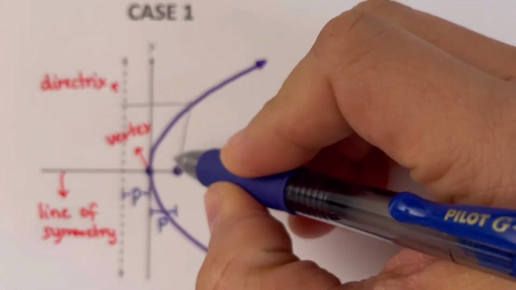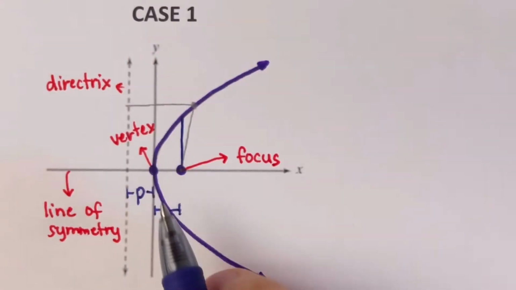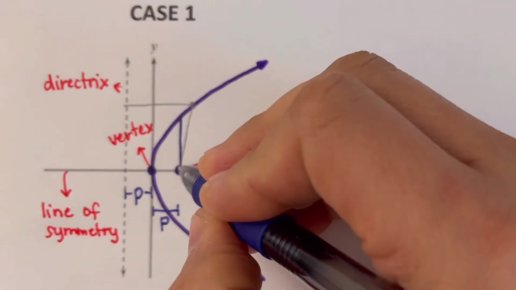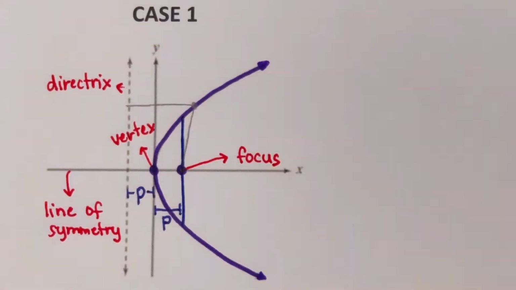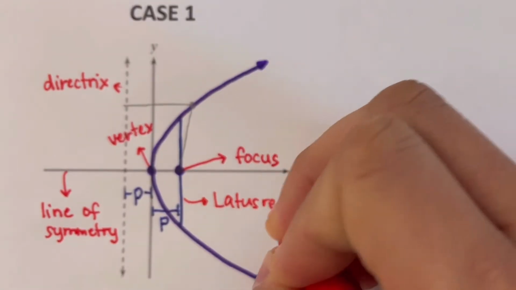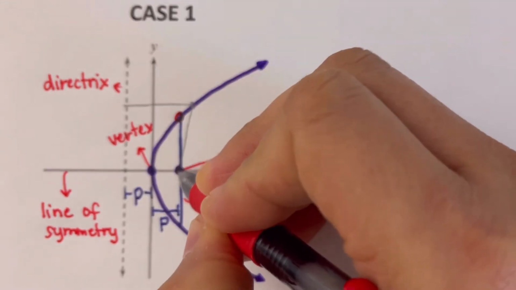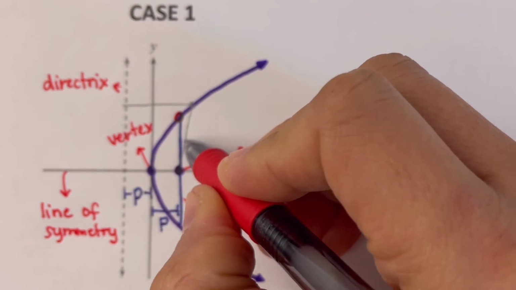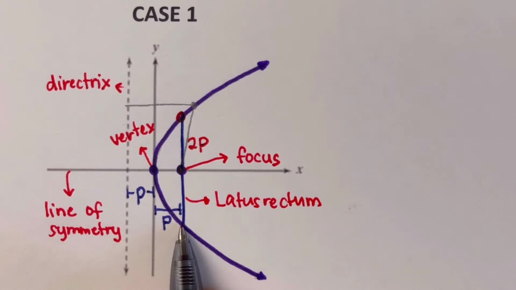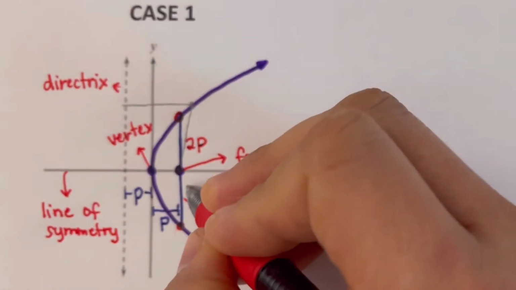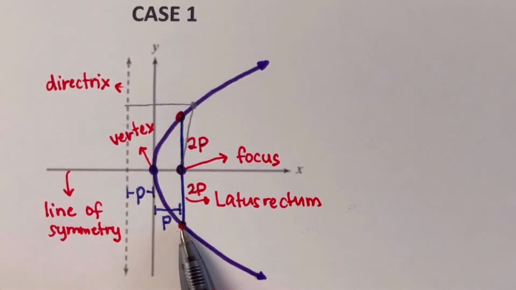Now we also remember that if we draw a line perpendicular to the line of symmetry passing through the focus, this is what we call the latus rectum. So I'm just going to go ahead and label that up here. The distance from one of the endpoints of the latus rectum to the focus is 2p. And the distance from the other end of the latus rectum to the focus is again 2p. So pretty much the length of the latus rectum is 4p.